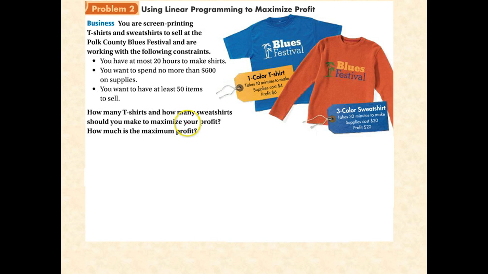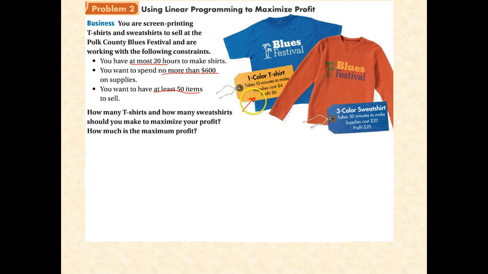Alright, so real world. Use linear programming to maximize profit. You are making some t-shirts and sweatshirts to sell at the Blues Festival. Here are your constraints. You have at most 20 hours to make the shirts. You want to spend no more than $600. You want to have at least 50 items to sell. How many shirts and how many sweatshirts should you make to maximize your profit? And how much would that profit be?